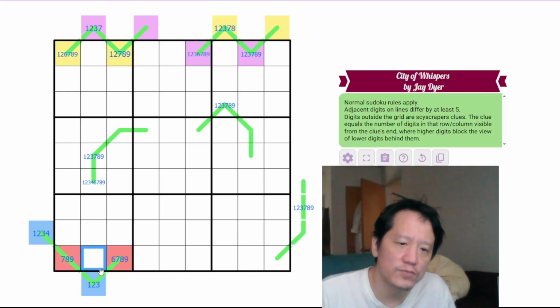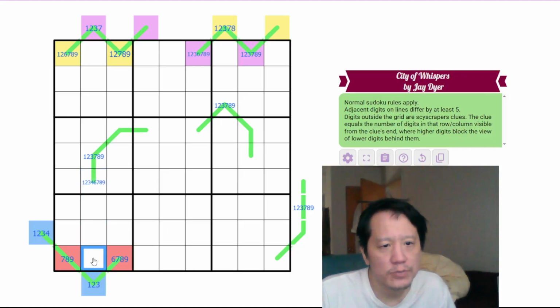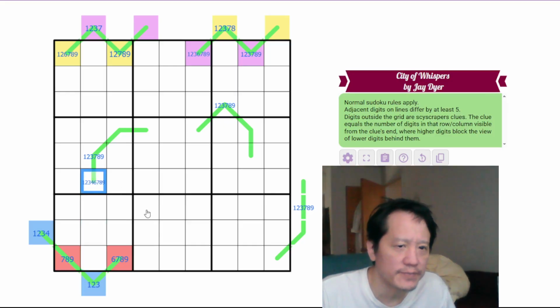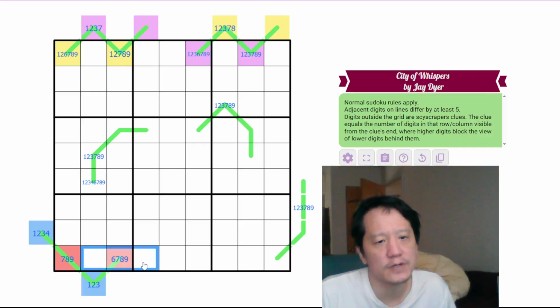So this sees 1, 2, or 3. You have to have 1 high here. Because, well, you don't have to. You could have like 5, 1, 2, and then something. That's also possible. Okay.